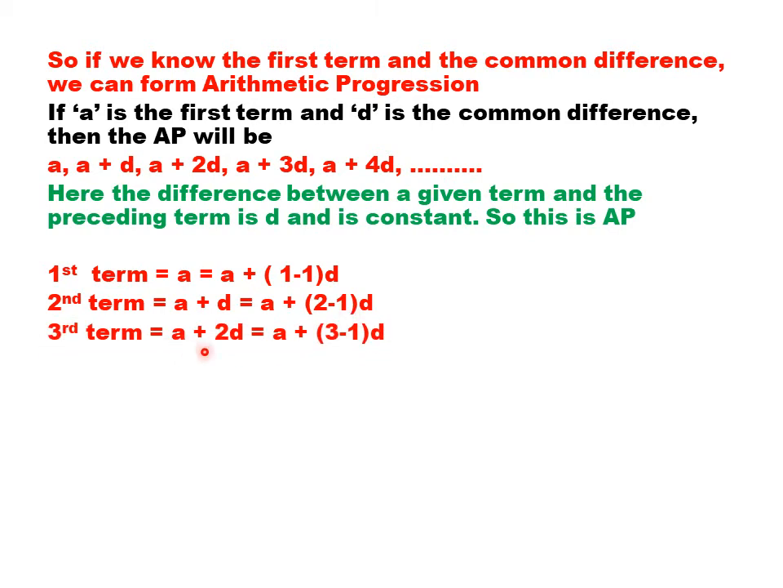The third term is a plus 2d. So we are writing this as a plus (3 minus 1) into d. 3 minus 1 is equal to 2, so it is a plus 2d. The fourth term is a plus 3d. Here it is a plus (4 minus 1) into d. That is a plus 3d.